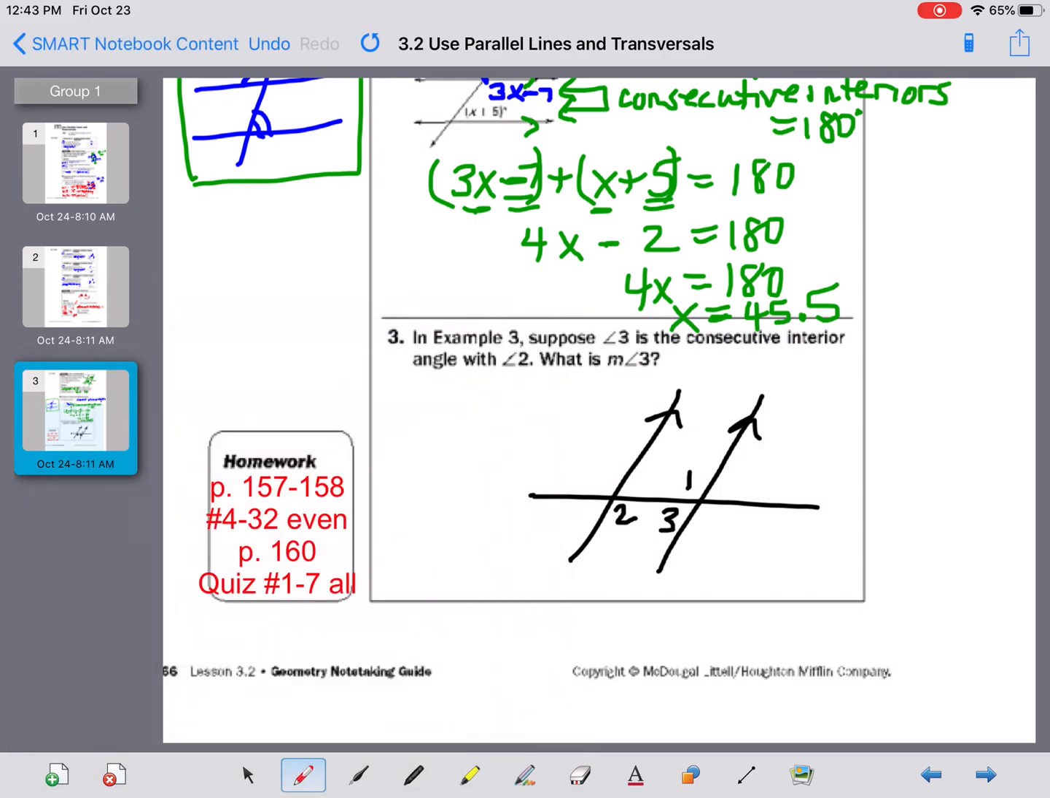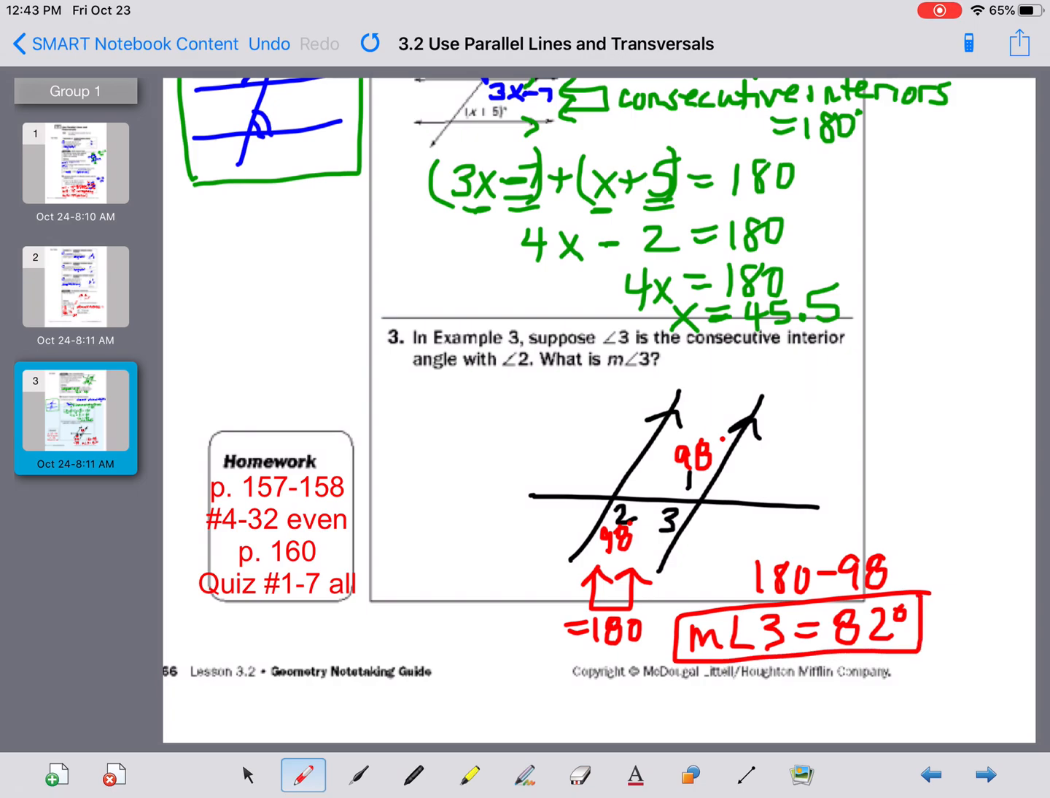So let's go ahead and write our measurements. This was 98. And we found angle 1 was also 98 because of alternate interiors. Now we're looking for angle 3. So remember, these are same side inside together, consecutives, and together they equal 180. So I can do 180 minus my 98, and my measure of angle 3 is going to equal 82 when I subtract those.